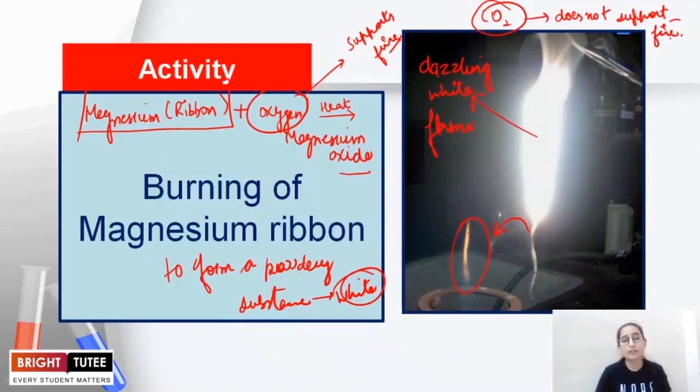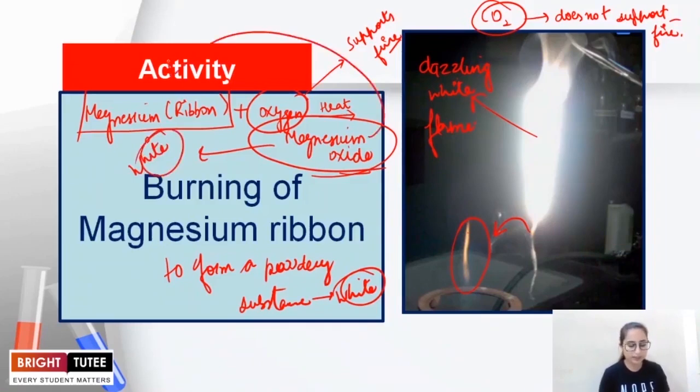So oxygen supports fire. So when magnesium reacts with the oxygen, it forms a white powdery ash substance, and this ash collected is a compound that is known as magnesium oxide. This is white in color. Alright. So what did you notice? First of all, from this magnesium oxide, this wire cannot be obtained back. You cannot obtain this wire back again from the magnesium oxide.